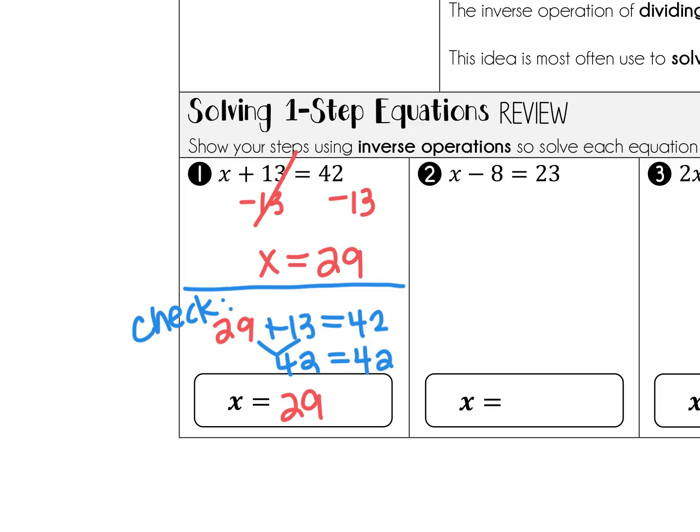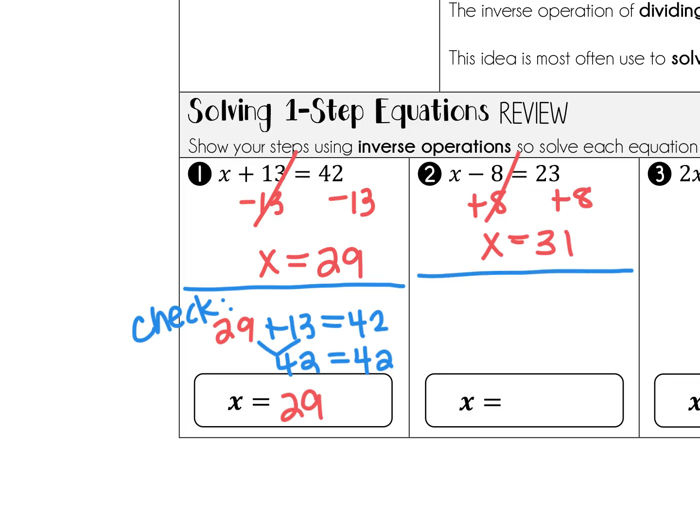Example number 2 reads x minus 8 equals 23. The opposite of taking 8 away is adding 8. Now recall that you'll have to do that on both sides. That isolates a variable on the left side and gets us to a solution on the right side. 23 plus 8 is 31.